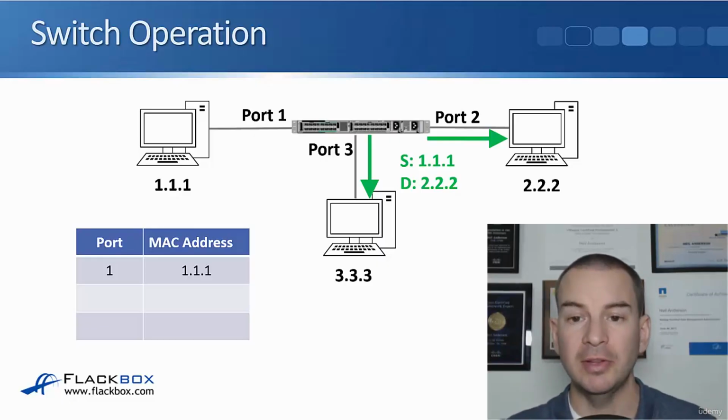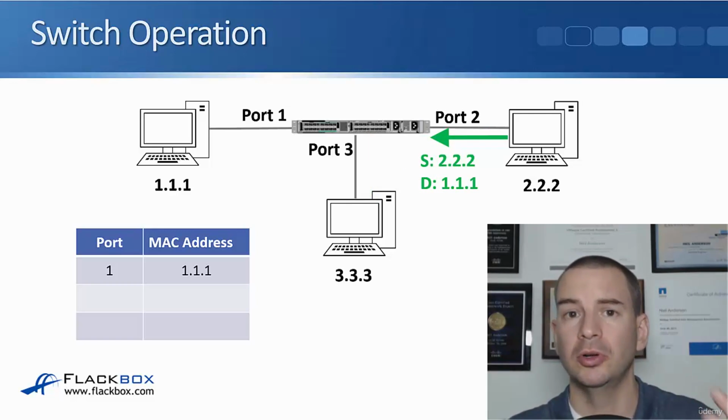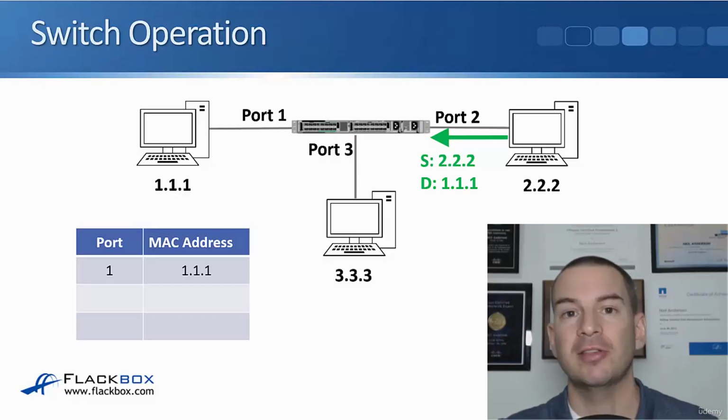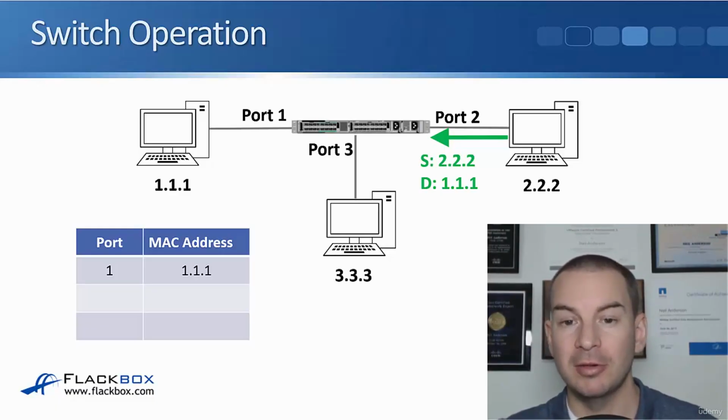That will be received by both hosts. The host 3.3.3 will see that the destination MAC address is 2.2.2. That's not it, so it will just silently discard the frame. The host of 2.2.2 in our example is going to send some traffic back. So it sends a reply from the source MAC of 2.2.2 itself to the destination MAC address of 1.1.1.